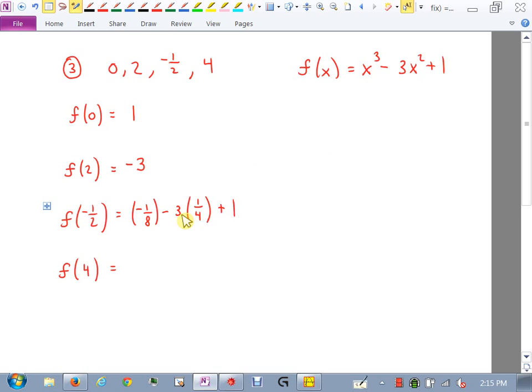Now I need to clean this all up. Let's see here. Negative 1/8, take away 3/4, which is 6/8. And then add 1, which is 8/8. So I'm just rewriting the negative 1/8. I'm going to subtract this, and then 1 is, I'm just getting common denominators all the way across. And then put all that together, you get 1/8.